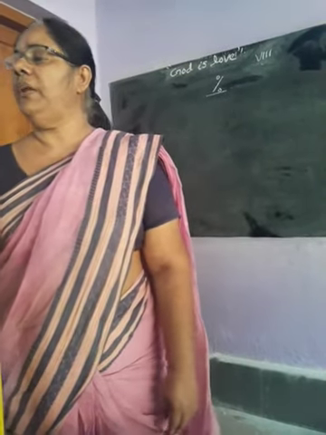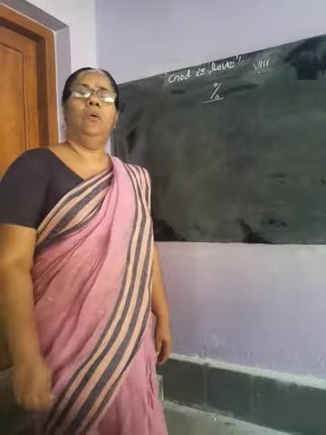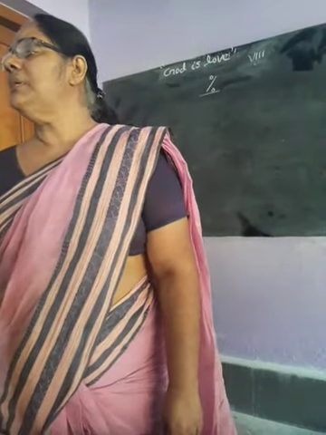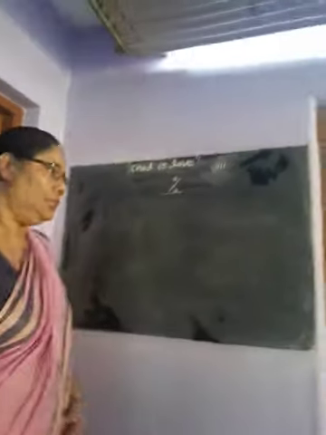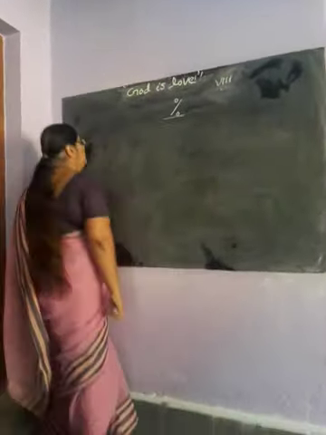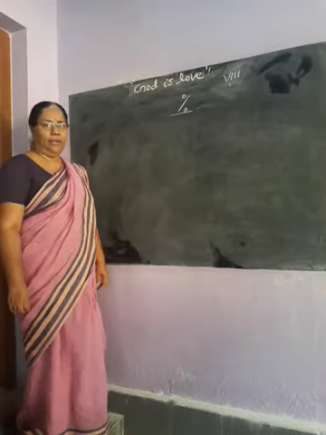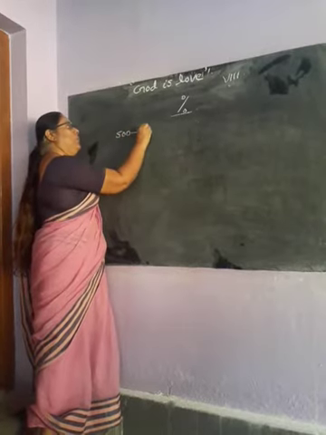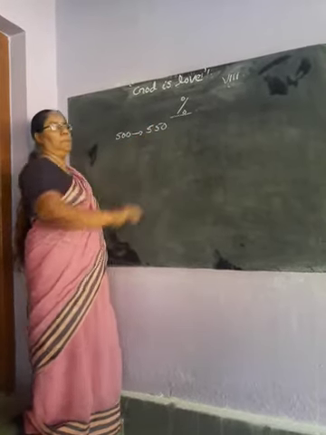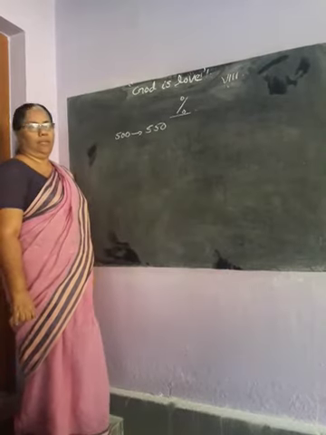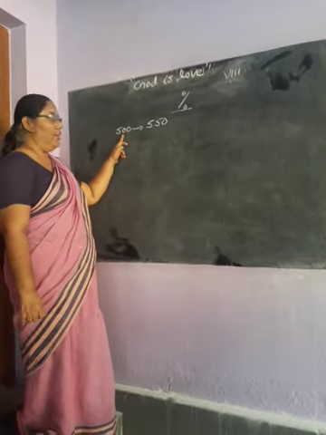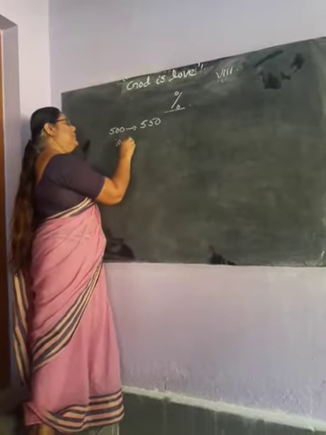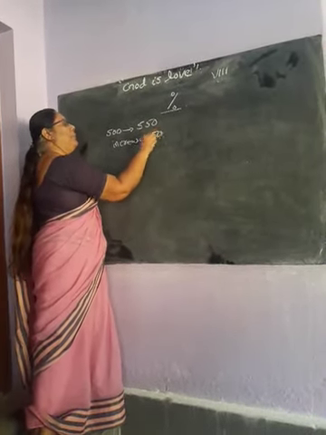The cost of a radio increased from 500 to 550. What percent has the cost been increased? Listen. The cost of a radio increased from 500 to 550. What is the percentage of increase? The cost is 500 and increase to 550 means the increase is equal to 50 rupees.